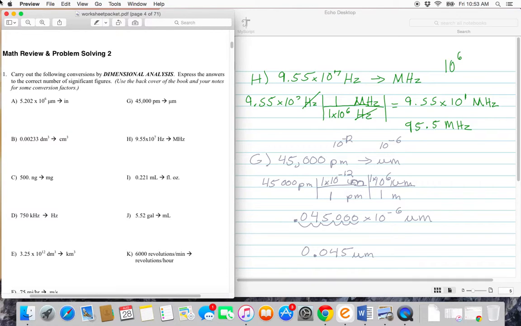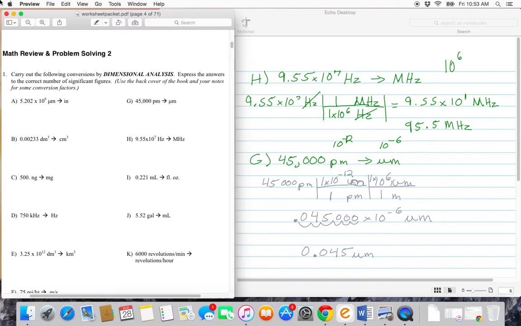Let's look at G. G gives us 45,000 picometers, PM, and we want to convert that to micrometers, or microns. First thing we need to know is our exponents. Pico is 10 to the minus 12, and micro is 10 to the minus 6.